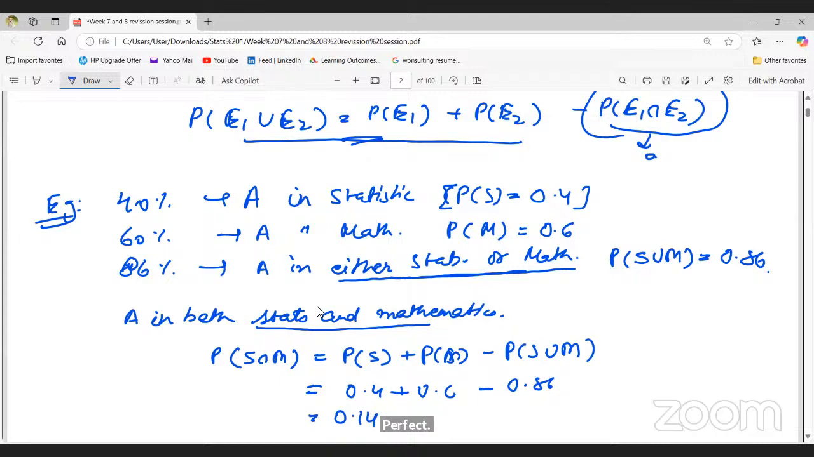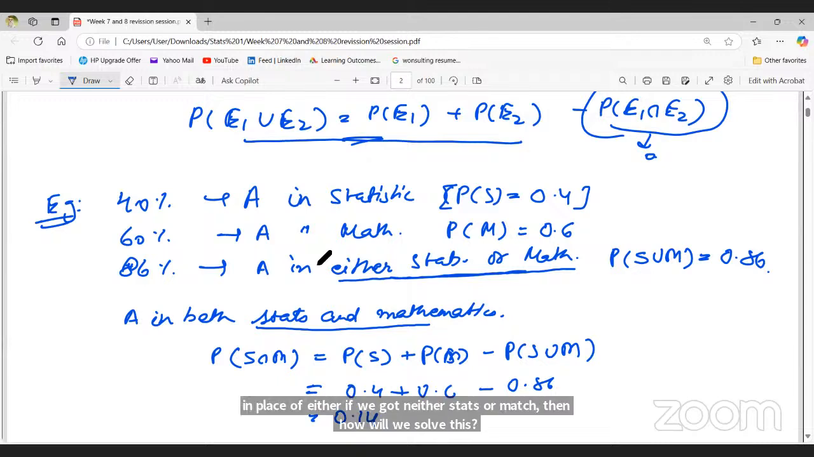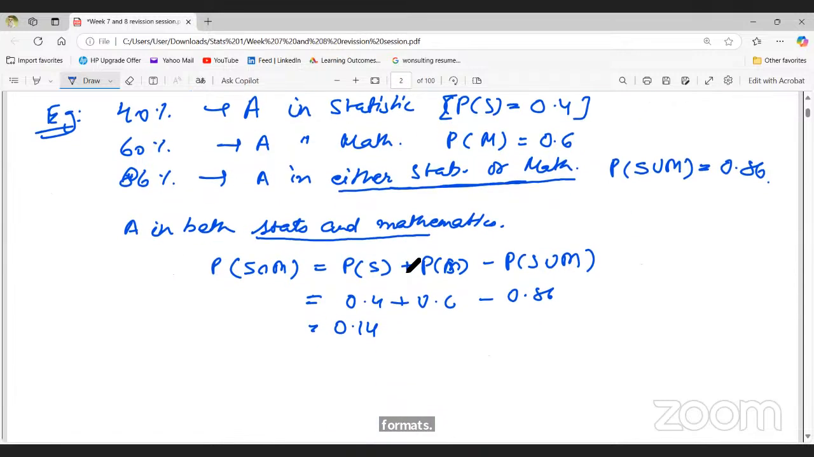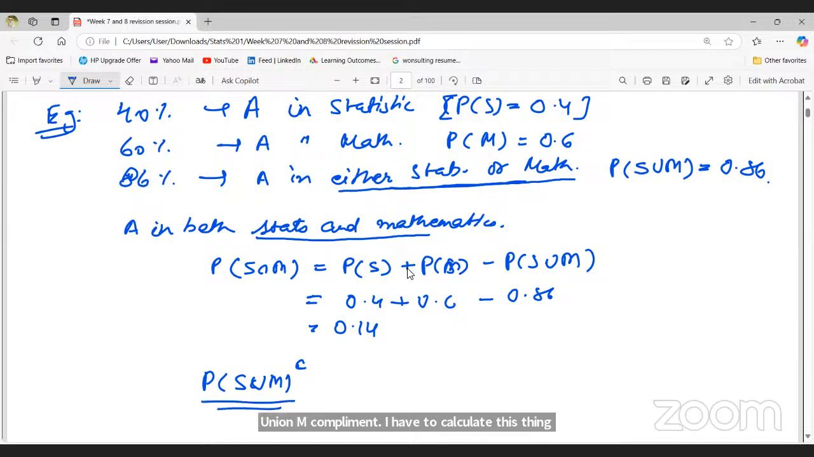Now, if in this example, in place of either, we got neither stats nor maths, how will we solve this? That means I have to calculate the probability of the complement of S union M. This is neither stats nor maths, right?